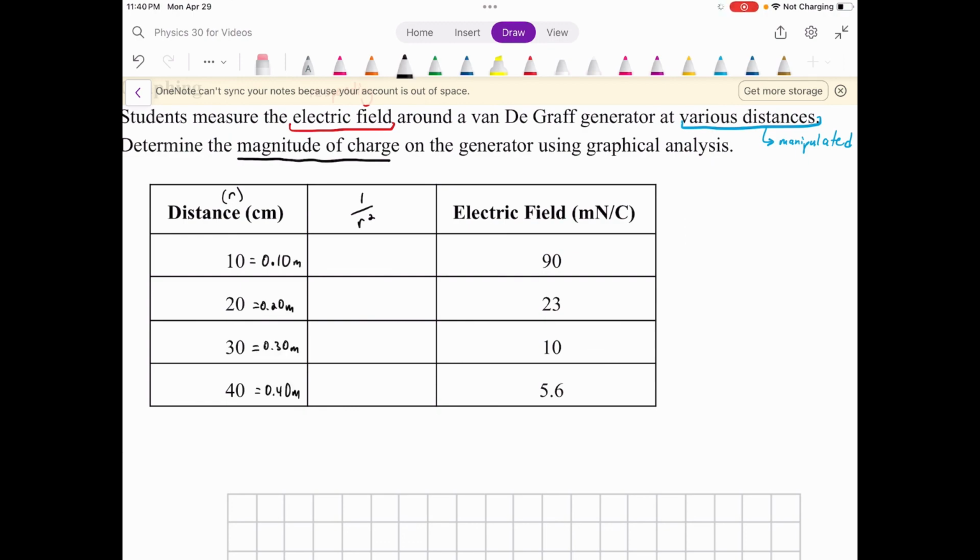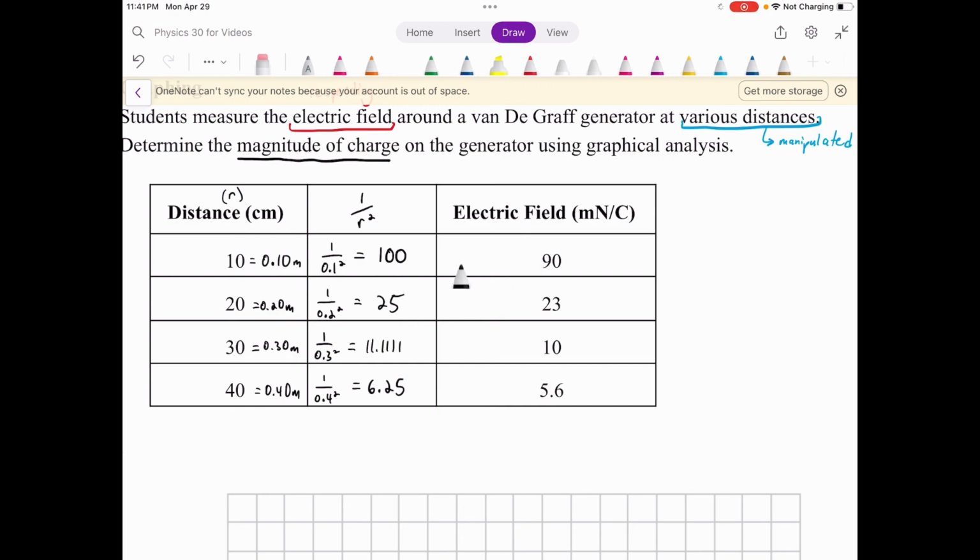Okay, but if r is 0.1 meters, then the corresponding 1 over r squared is just 1 over 0.1 squared, right? Which gives us 100, right? 0.1 squared is 1/100th. 1 over 1/100th is 100, right? This one, 1 over 0.2 squared, gives us 25. Okay, and there we go. These are now going to be our x variables.